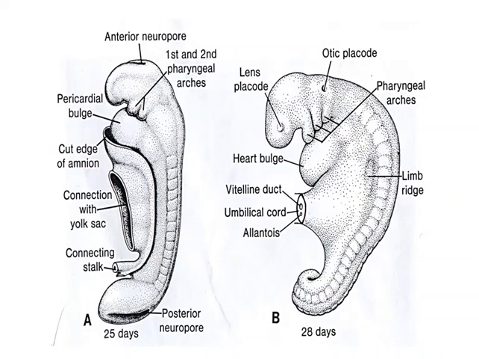Here is a figure at day 25 of development. We have the connection of the yolk sac, the cut edge of the amnion, the connecting stalk, the posterior neuropore, the anterior neuropore, and here we have the somites and pharyngeal arches.